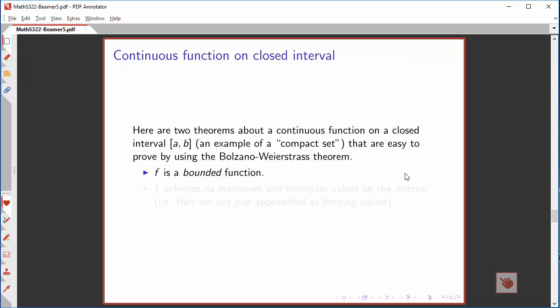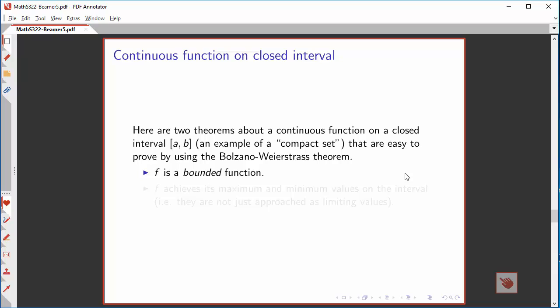Now for two wonderful theorems about a continuous function on a closed interval. That's absolutely the best case. This closed interval from A to B is a special example of what more generally is called a compact set, and we can prove two theorems by using the Bolzano-Weierstrass theorem. First, f has to be bounded in this case.